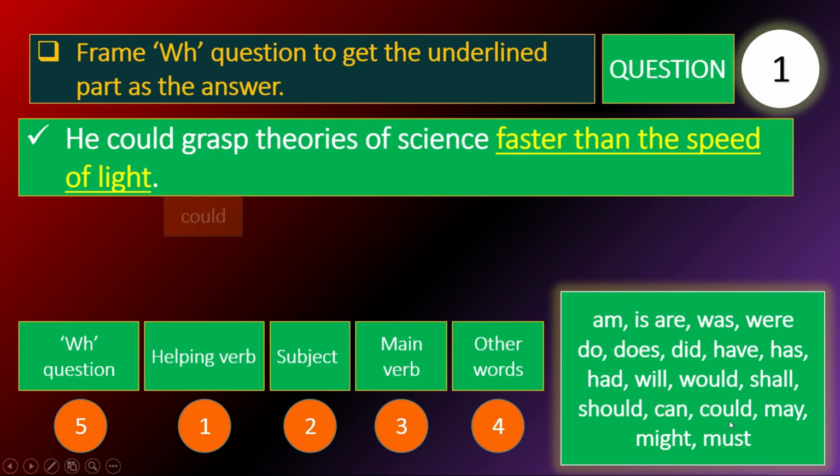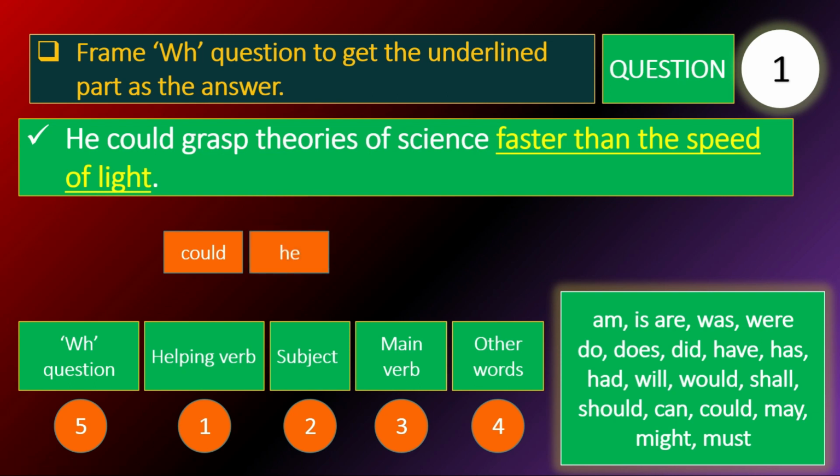So we write could, and then we have to write the main verb, but not immediately. We have to put a subject in the middle. Look at this here. He could grasp has changed to could he grasp. Between could and grasp, we have used the subject. Could he grasp?